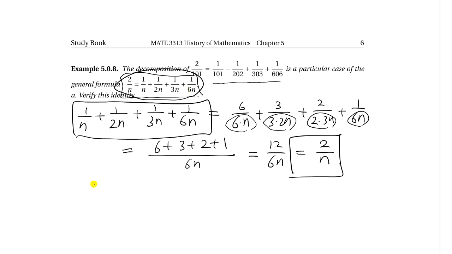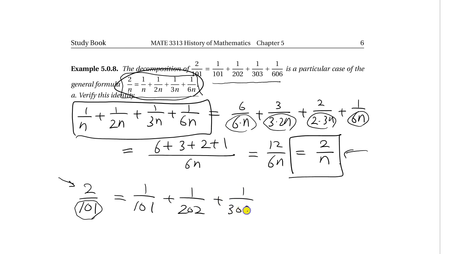So because of this, for example, 2 over 101. In this case, all we need is whether the numerator is 2 or not, right? Because the denominator can be any number greater than 2. So it's satisfying that format, 2 over n. Then the result is 1 over n, and 1 over 2 times n plus 1 over 3 times n plus 1 over 6 times n. Okay? So that's how we got that form.